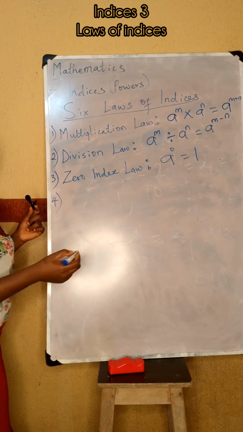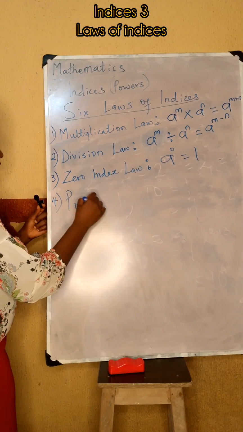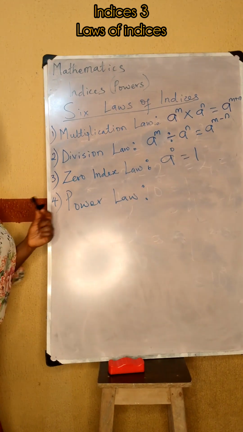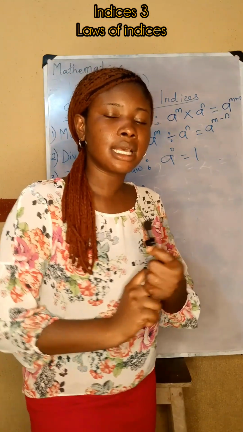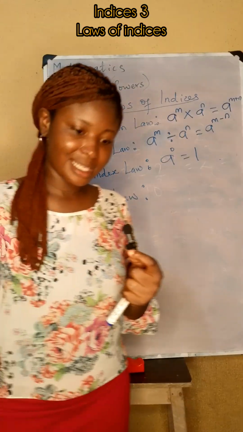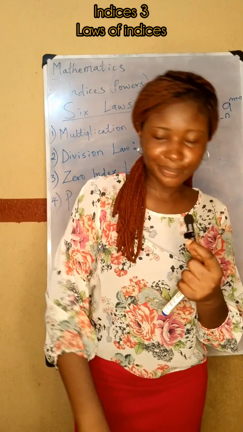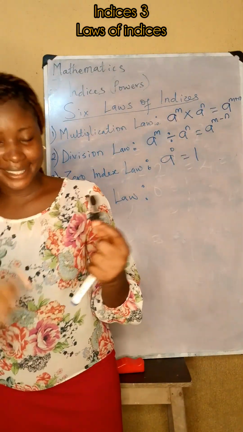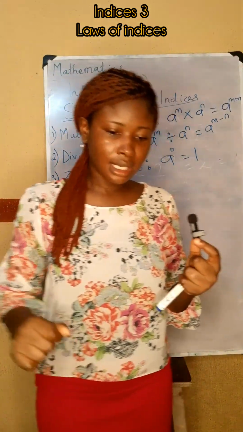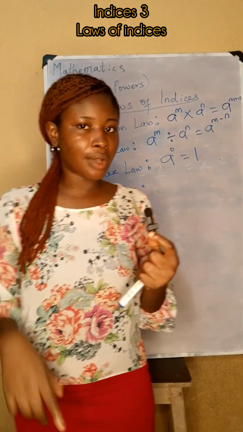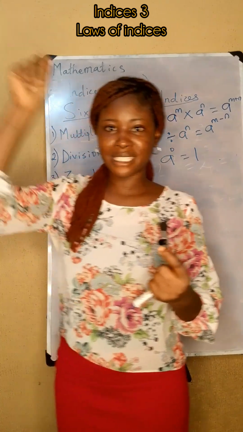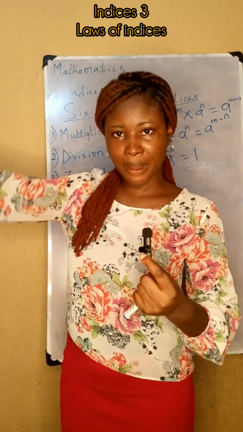Our fourth law is the power law. Now, let me state this one. This law is saying that when any number that has a power is again raised to another power, the two powers are multiplied. Let me reframe it. Power law states that when an index number is raised to another power, the two powers are multiplied. When I say index number, you already know it's a number that has a power. I hope you got that in my first video.